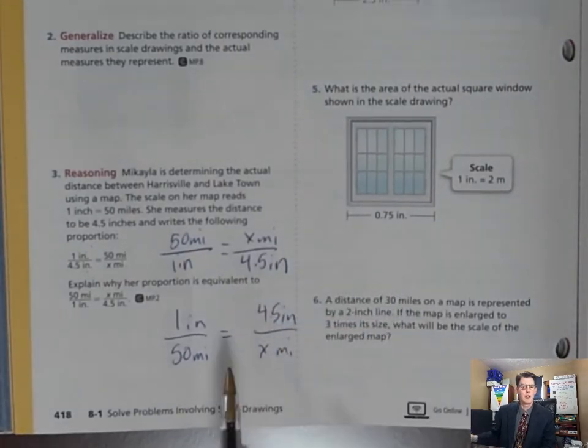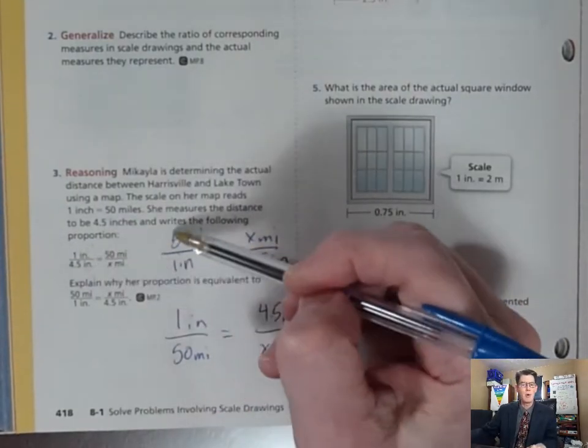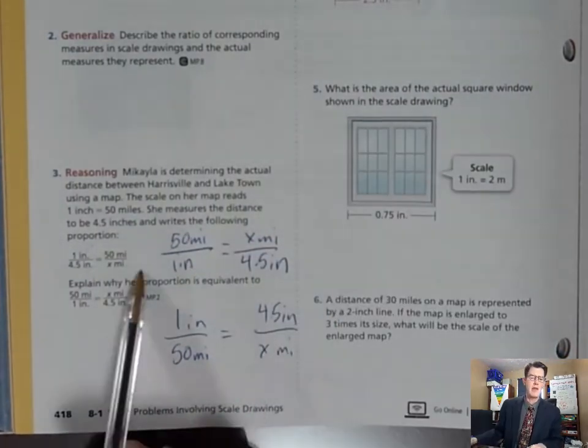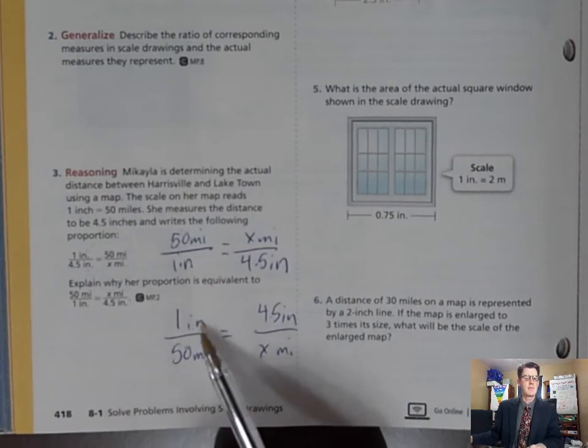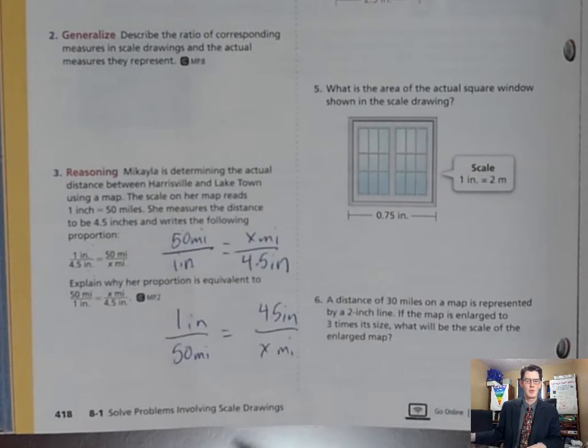My point in showing you is you can write these proportions any way as long as you write them in the same order each time. So why are they equivalent? Because you're comparing the items in the same order.